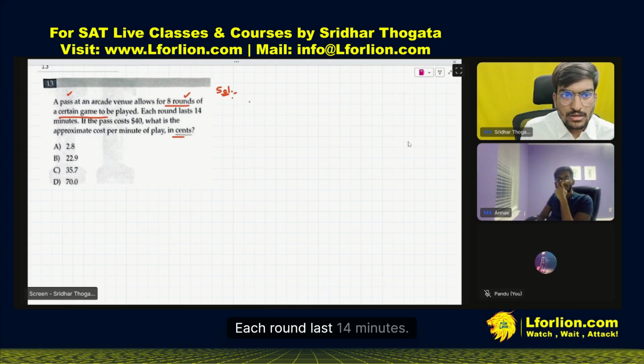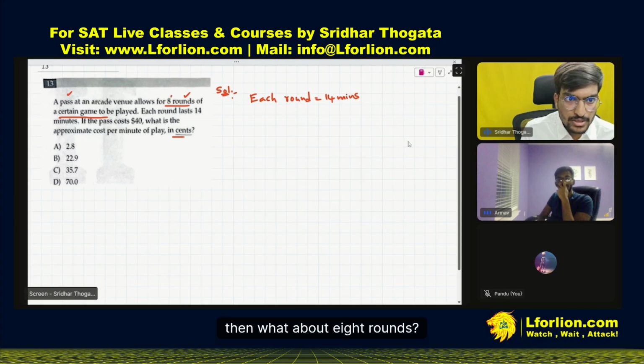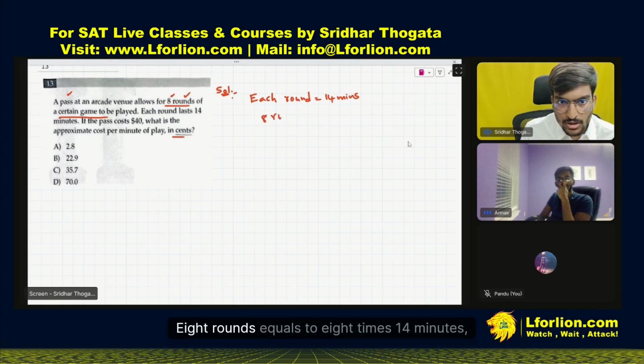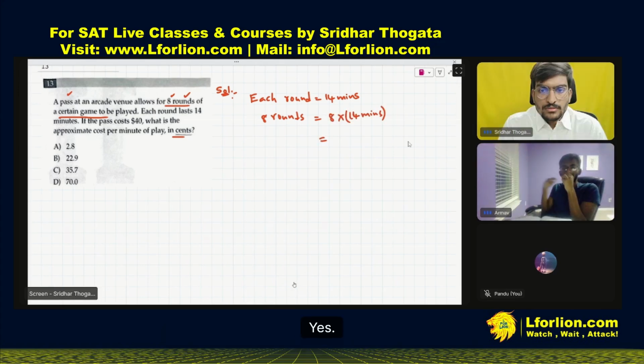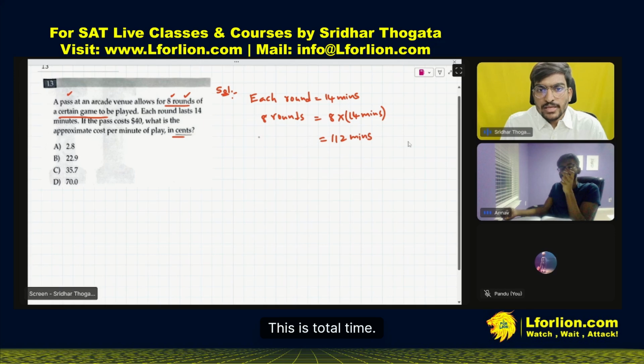Each round lasts 14 minutes. Each round equals 14 minutes. If each round is 14 minutes, then what about 8 rounds? 8 rounds equals 8 times 14 minutes, right? Yes. So 8 times 14 minutes equals 112 minutes. This is the total time.